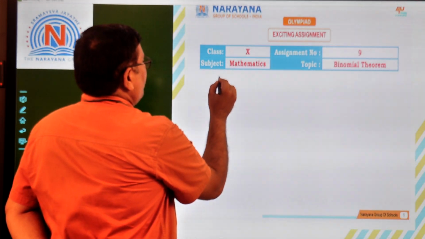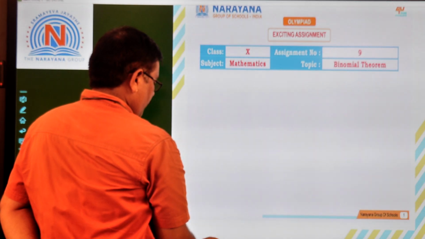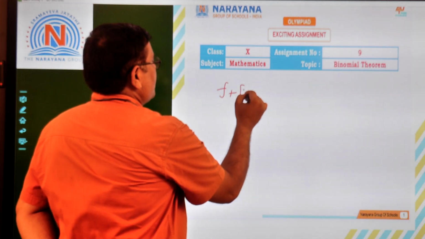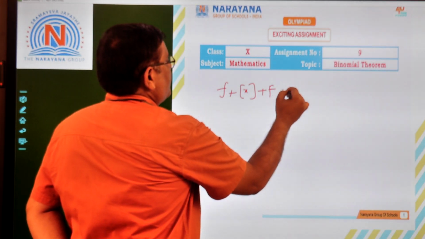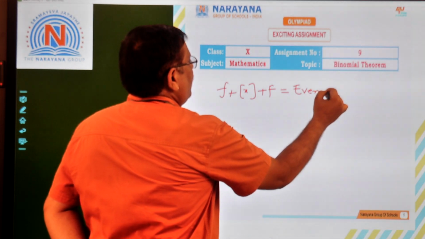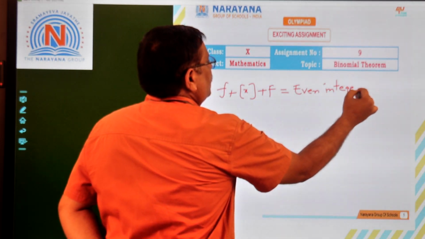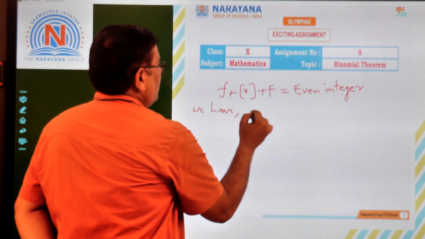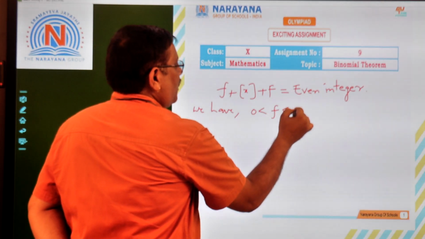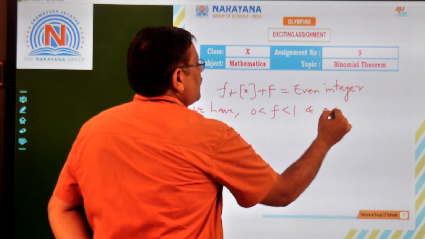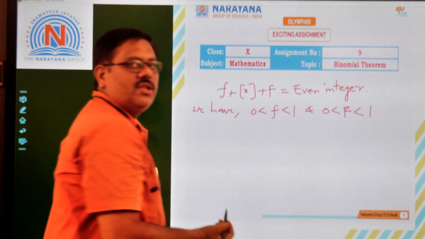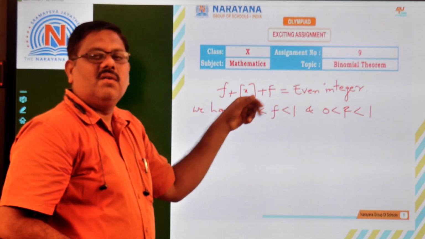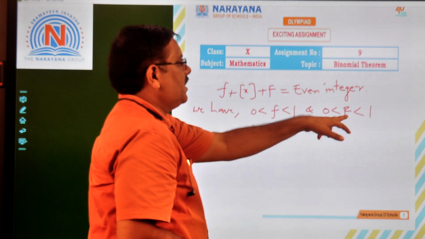So what we have now: f plus [x] plus capital F is equal to an even integer. That's okay. Now we have 0 < f < 1 and 0 < F < 1. We have these two conditions. In the first case, we have seen 0 < f < 1 because of being the fractional part of x. We know the range of it. And 0 < F < 1.